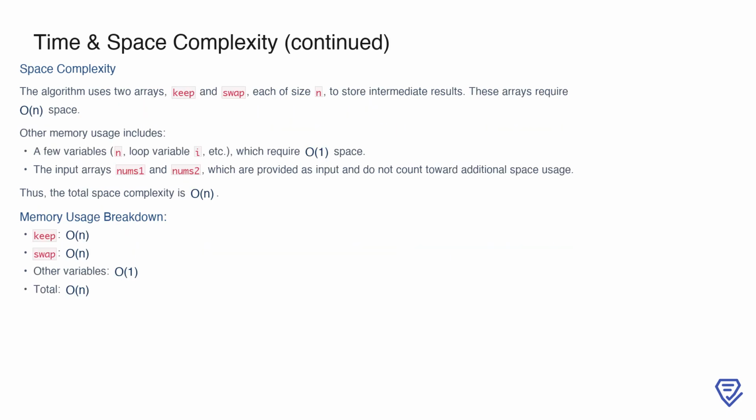Next, let's examine the space complexity. The algorithm uses two auxiliary arrays, keep and swap, each of size n, to store intermediate results during the computation. These arrays account for O(n) space usage. In addition, the algorithm employs a few variables, such as n for the length of the input, the loop variable i, and others, which require constant space, or O(1). It's important to note that the input arrays, nums1 and nums2, are not considered additional space since they are part of the given input. When we sum up the memory usage, the total space complexity is dominated by the O(n) space required for the keep and swap arrays. Therefore, the overall space complexity of the algorithm is O(n).